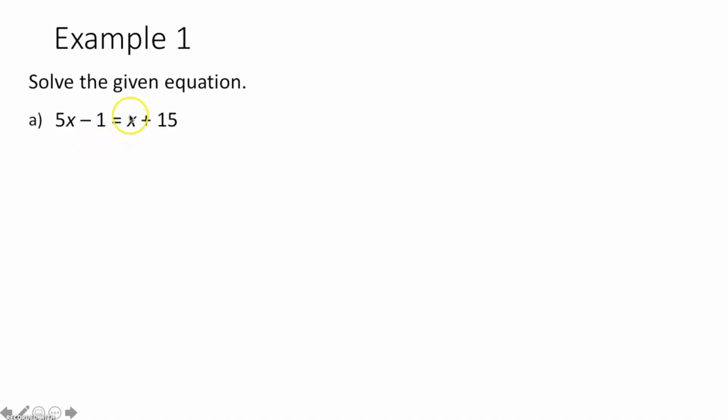In order to do that, this is positive x. I'm going to subtract x from both sides of the equation. Now I do that because now these are going to cancel each other out. And over here, I have 5x minus 1x, and that gives me 4x. Now all my variables are on the left side of the equation, so I move to step 3.